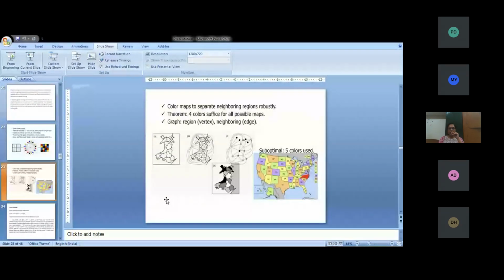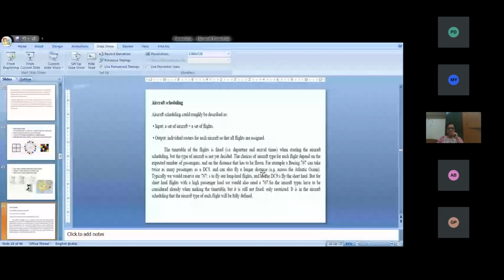Next is coloring maps. In coloring maps we are also using the same idea: neighboring cities don't have the same color. So different cities will have different colors, and here the regions are vertices and neighbors are edges. If you have a map like this, with any states or cities, the nearest cities won't get the same color. Adjacent ones should have different colors, so we are using graph coloring. Then map scheduling.